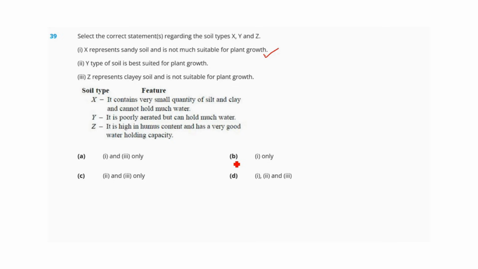If you pour water on sandy soil, it will percolate very easily, because there is a lot of space between the soil particles. So this is a correct statement. Y could be soil that is best suited for plants? Wrong, because clay soil is not good for plants. Z represents clay soil and is not suitable for plant growth? No, Z is a loamy soil and it is very good for plant growth. So this is also a wrong statement. So our correct answer is option number B.